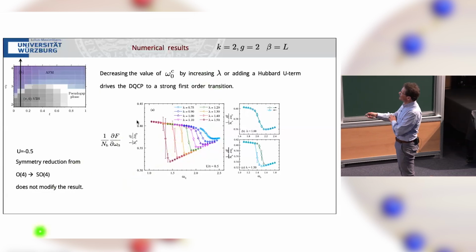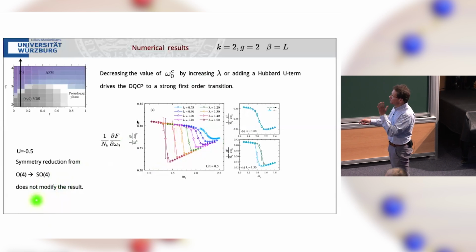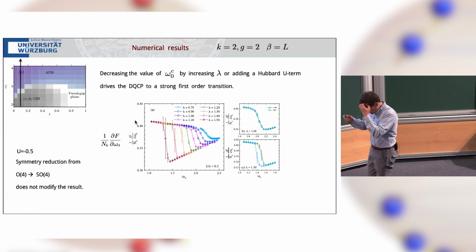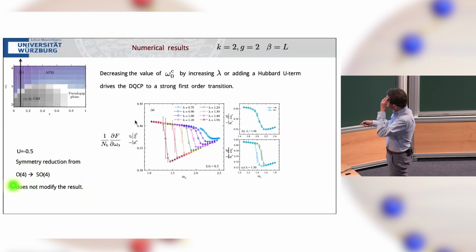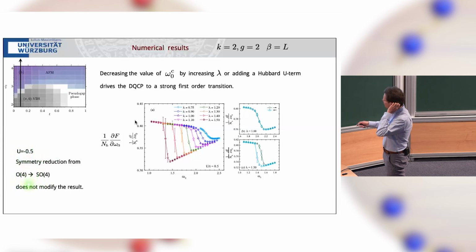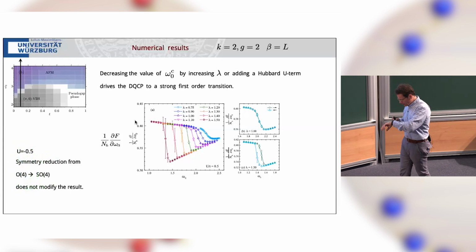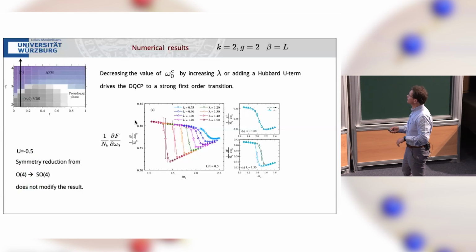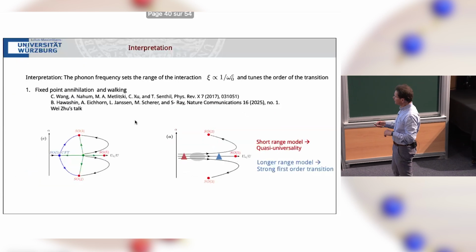So this is just to tell you that since we were very worried about symmetries, rightly so, we did all the same calculations adding a Hubbard U, positive or negative, you don't really care in that case, to go from O4 to SO4, and you can go through the data, but we really see the same thing. Okay, so what is the interpretation?